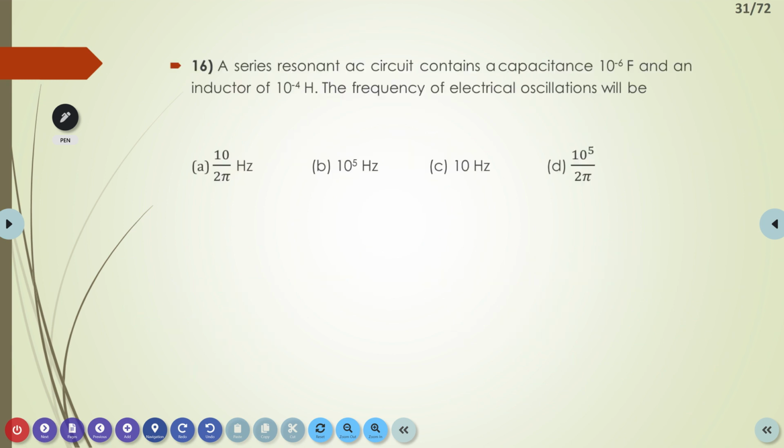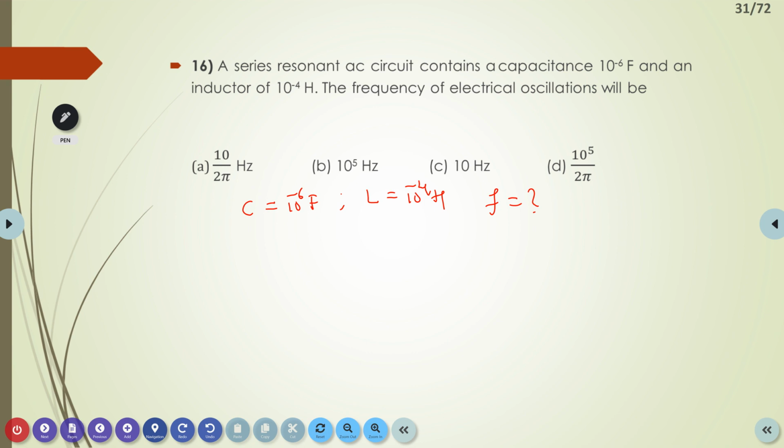A series resonant AC circuit contains a capacitance of 10 to the power of minus 6 Farad. C equal to 10 to the power of minus 6 Farad. L equal to 10 to the power of minus 4 Henry. The frequency of the electric oscillations will be, here F is asked. Okay, fine.